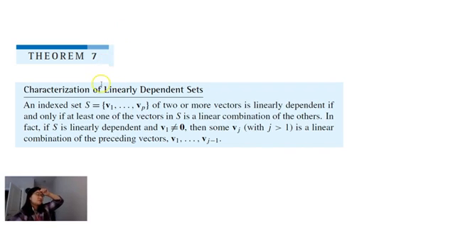So we have a characterization of linearly dependent sets. We have an indexed set of vectors. They're linearly dependent if at least one of our vectors is a linear combination of the others, which would result in ending up with free variables. So, in fact, if S is linearly dependent and v1 is non-zero, then there's going to be some vector that is a linear combination of the preceding vectors, like all the other vectors that came before it.